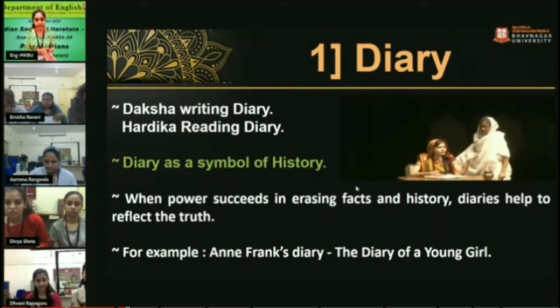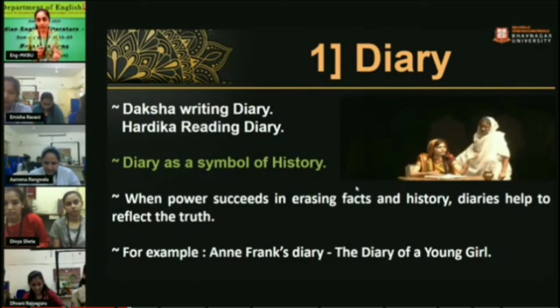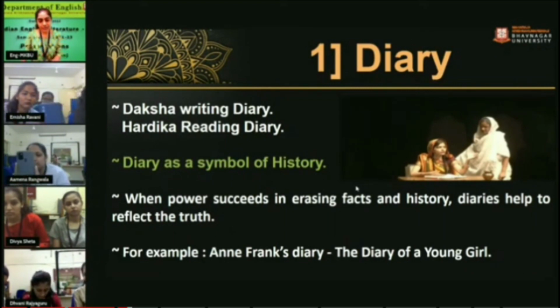So the diary comes as a symbol of history. When Daksha is writing the diary, she writes about how her in-laws treat her and about the house of her in-laws. Later on she writes about how India got independence and what the situation was on the day when India was going to get independence at midnight. This is how she tries to reflect history.